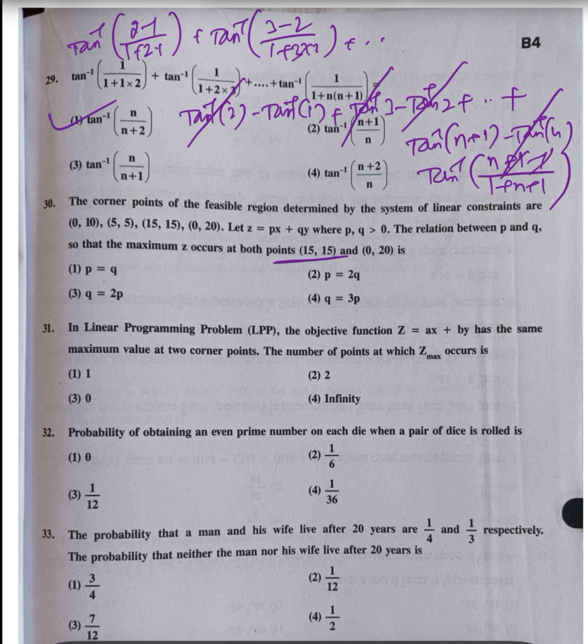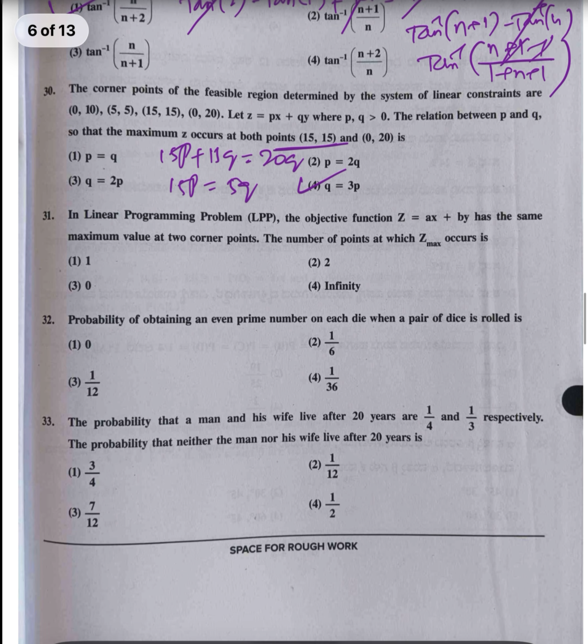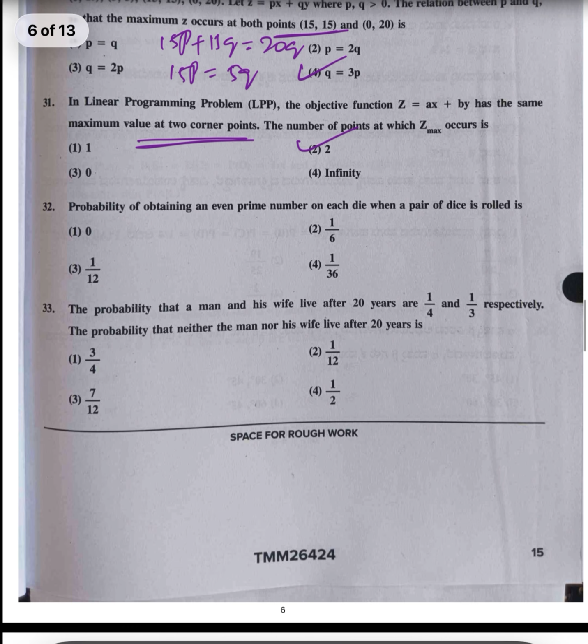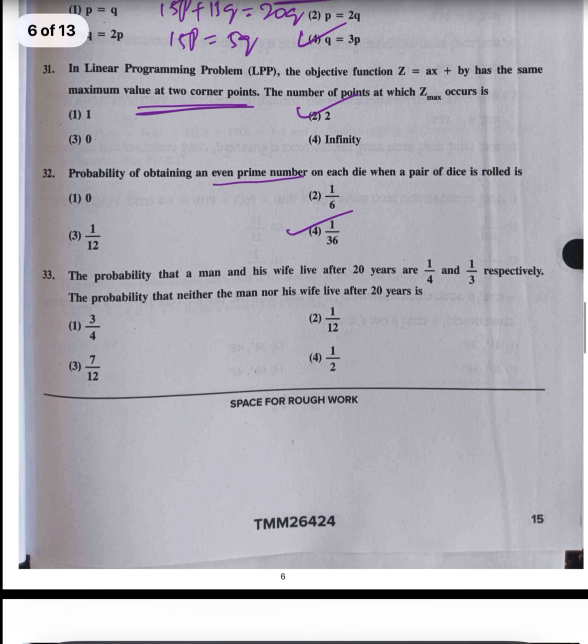We have got maximum at 2 points, that is 15p plus 15q equal to 20q, so that 15p equal to 5q, 3p equal to q, fourth option. So anyway, that 2 corner points 2, and each pair of dice even prime number is (2, 2) only itself, so that 1 by 36.